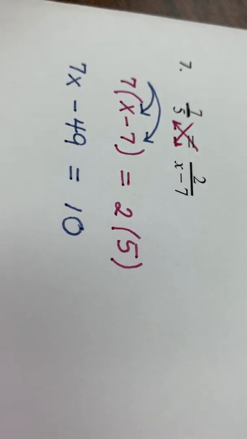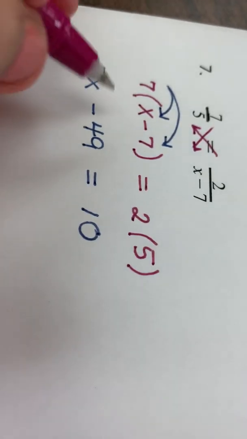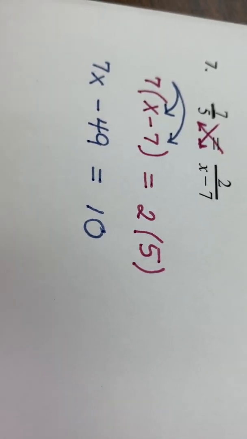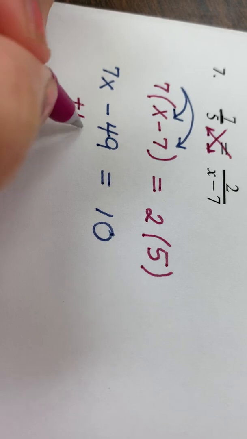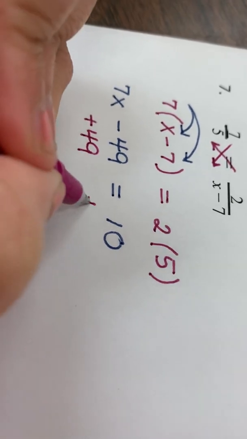So I only have one variable, but I have 2 numbers. So the opposite of minus is plus, so I'm going to add 49 to both sides.